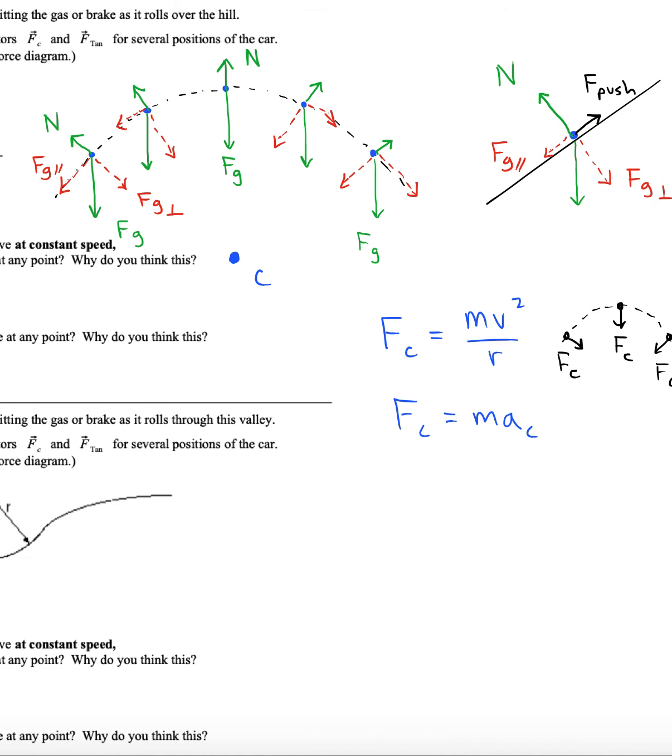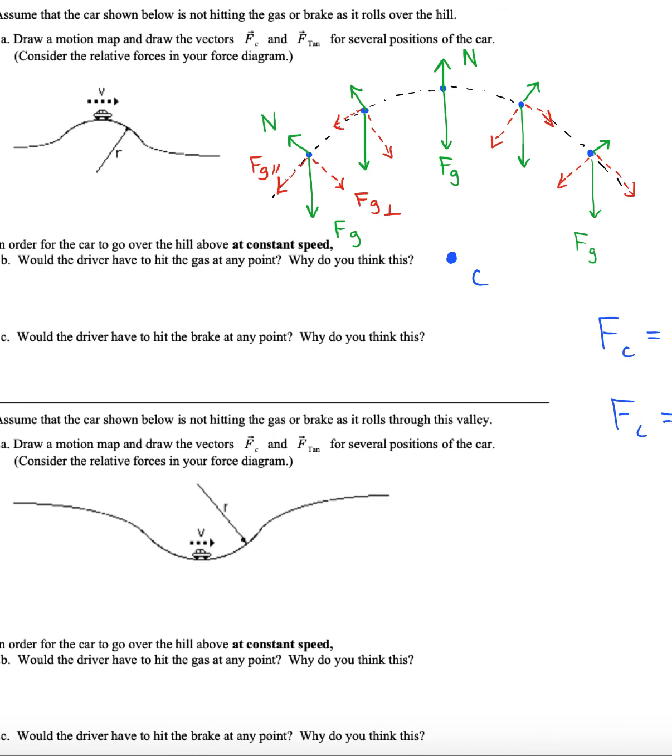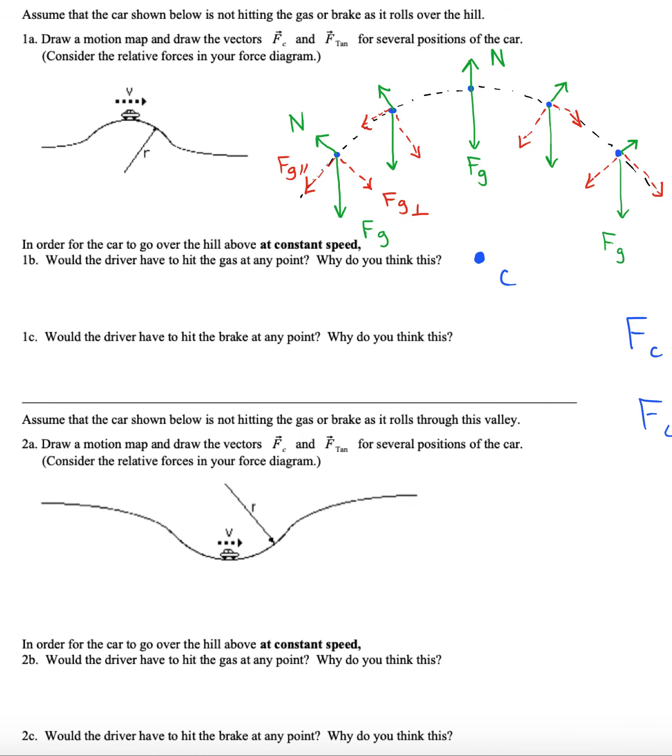Okay, and that's what I have so far for our hill. Now we want constant speed here. But does this diagram really show a car at constant speed? The answer is no, it actually doesn't. The reason why is we see an unbalanced force in the direction down the hill here.